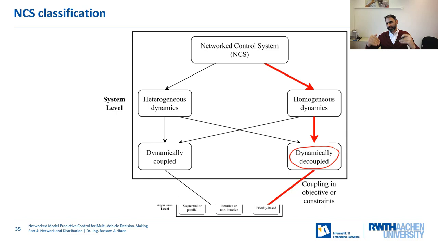In contrast, dynamically coupled is, for example, a very famous example for control engineers, the three tank example. The three tanks, you know, are coupled. If I put water in the first tank, it will flow to the second and to the third, and it's a coupled system.